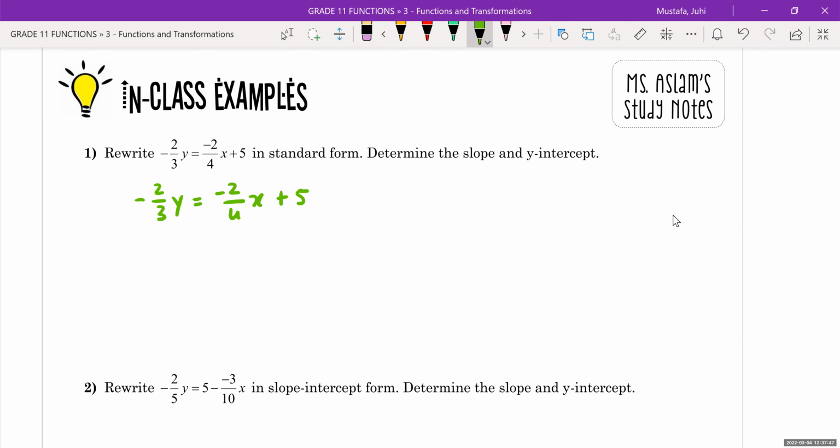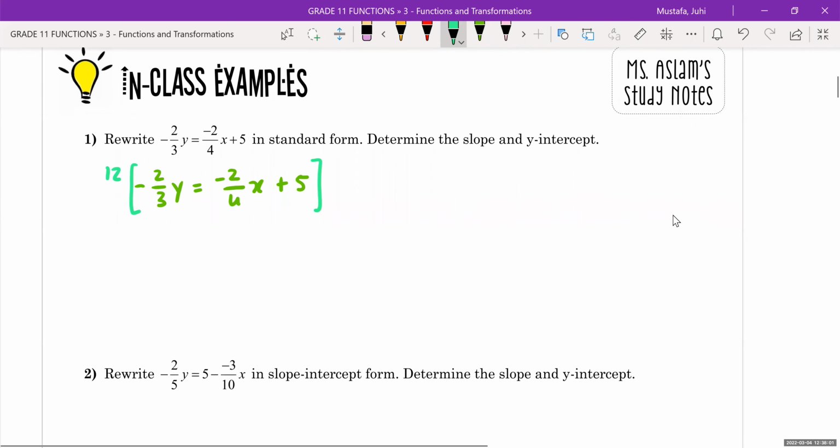So the first thing I want to do, because this is an equation, is multiply by the magic number to get rid of all of the fractions. What would be the magic number in this case? Yeah, so I'm going to multiply every single term by 12. When I do that, I get negative 24 over 3, which gives me negative 8y. This is negative 24 over 6, which is negative 6x. And 12 times 5 is just 60.